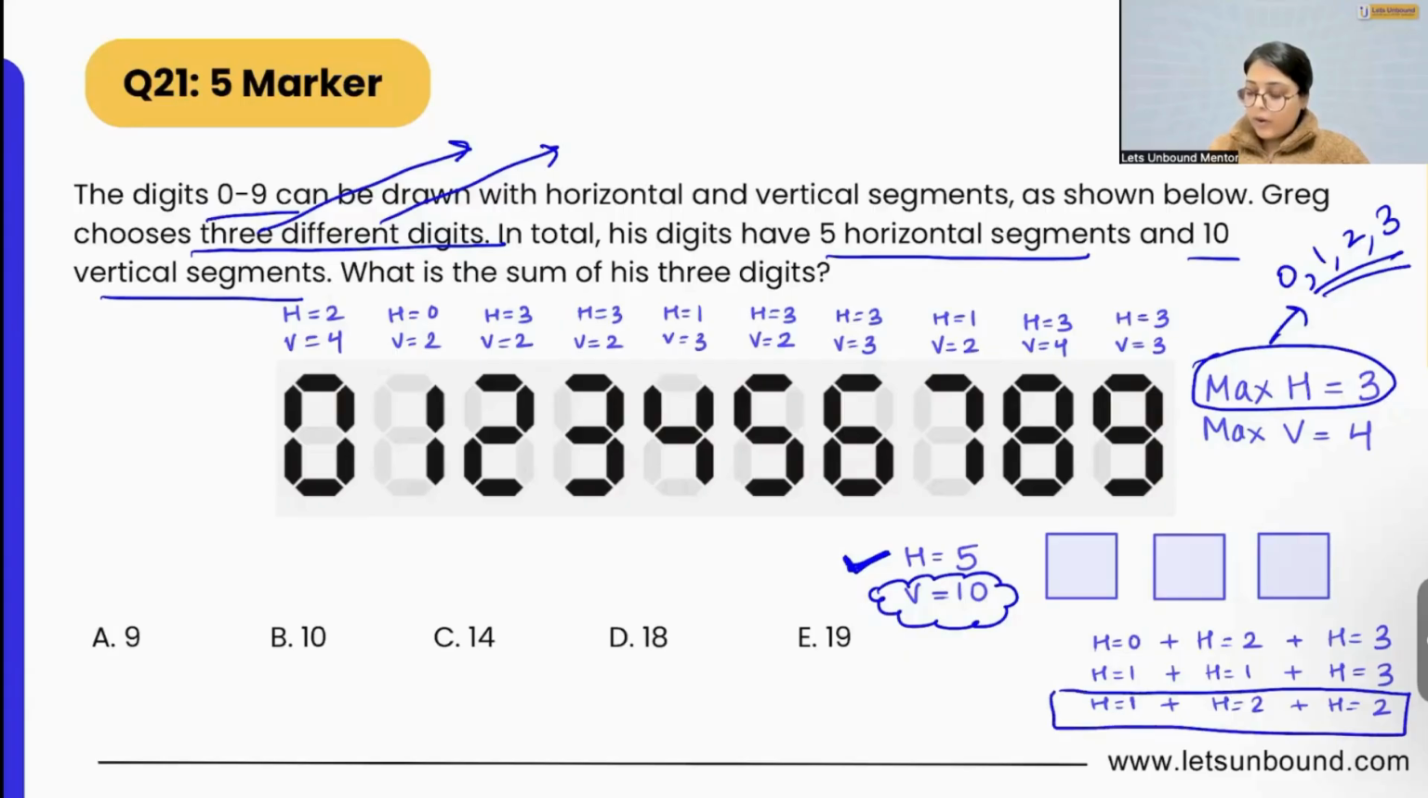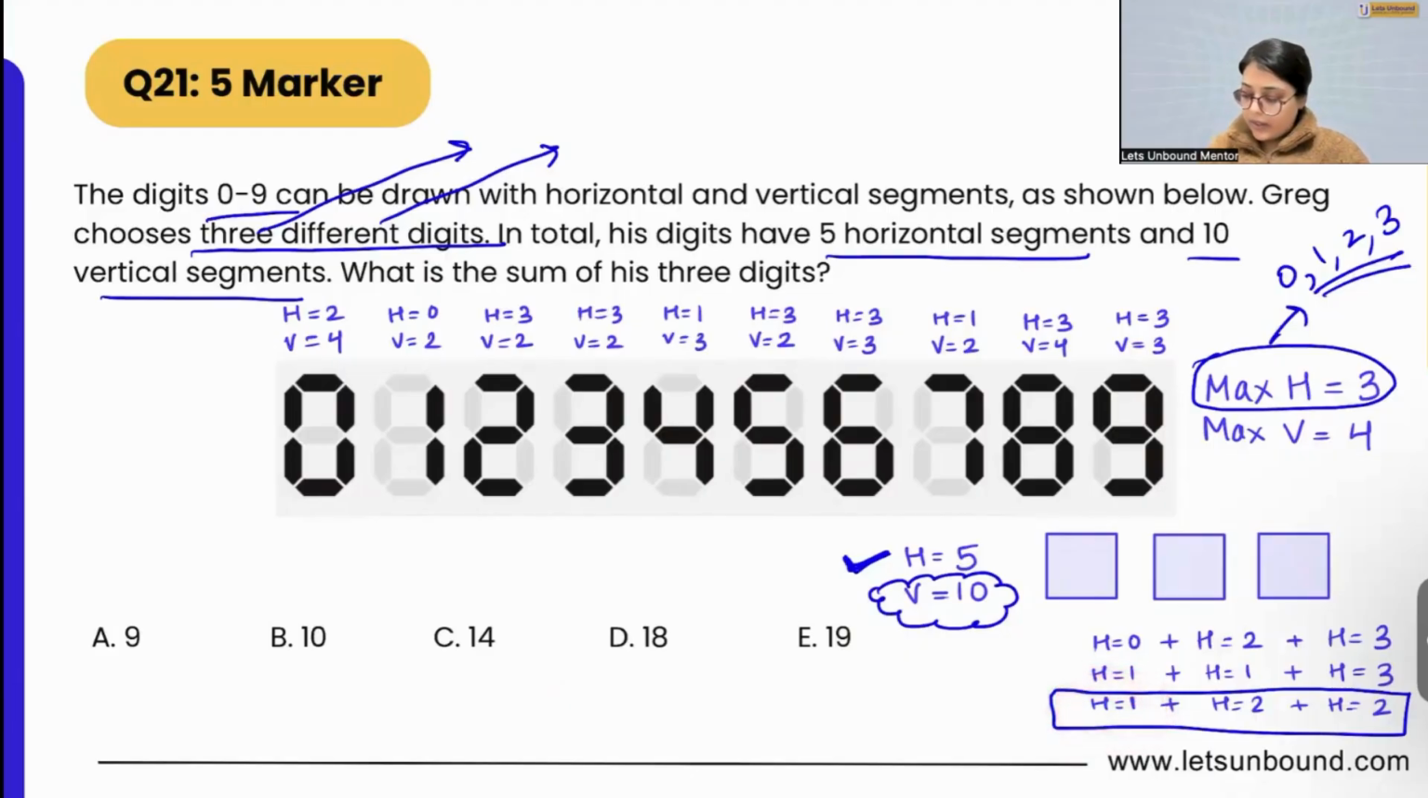So we have horizontal segment as 1. Let's check from the list of digits which digit has horizontal segment 1. I can see horizontal segment 1 here and here. These two, 4 and 7, right? So we can pick any one, let's say 4 or 7. So for the first one, it's a 4 or 7.